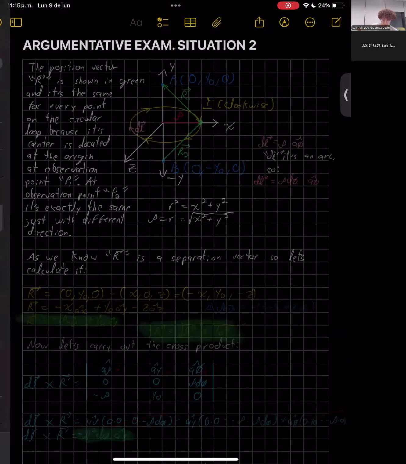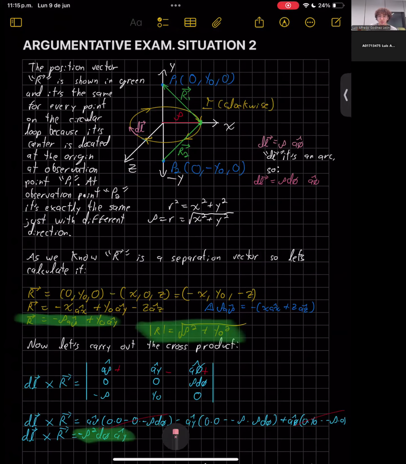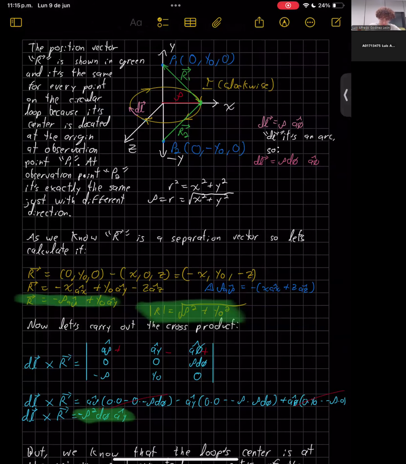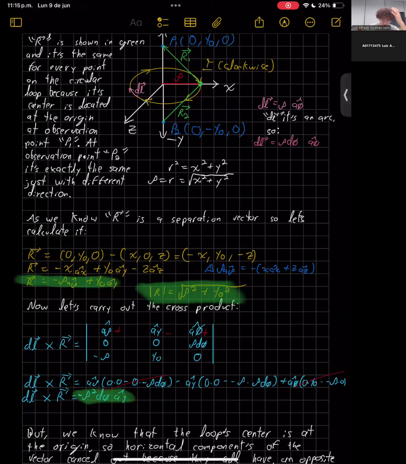Then going on to our second situation, it's the magnetic field due to a circular loop in the x plane. So the position vector R is how we show it in green. There we have the diagram, and it's going to be the same for every point on the circular loop because its center is located at the origin. And we have two observation points, point 1 and point 2, that are exactly the same, just on different sides of the axis, in positive and negative, but they have the same distance.